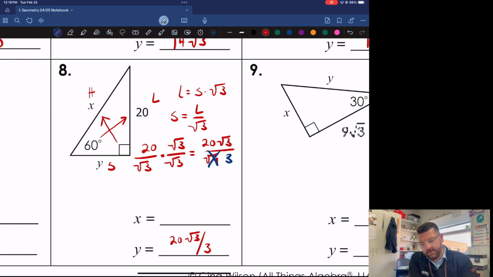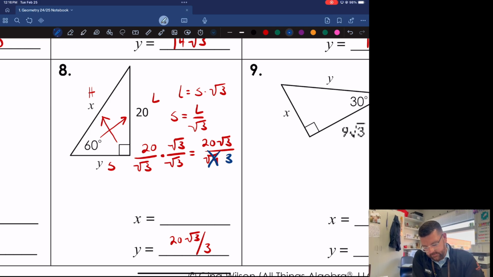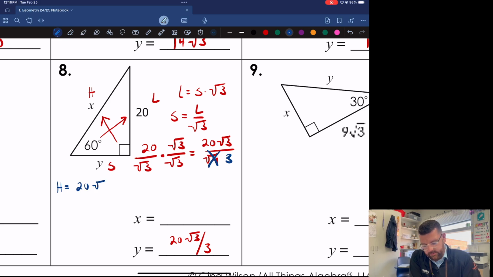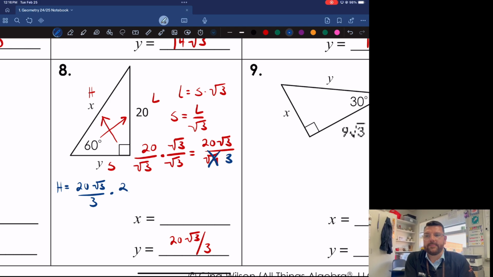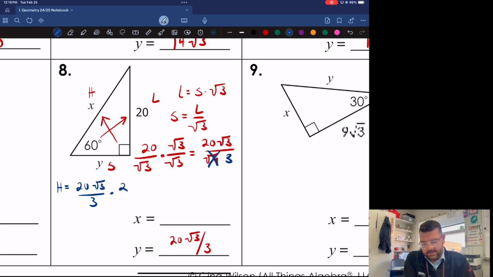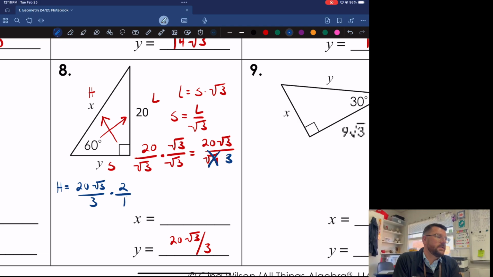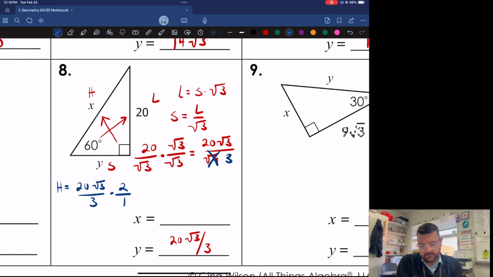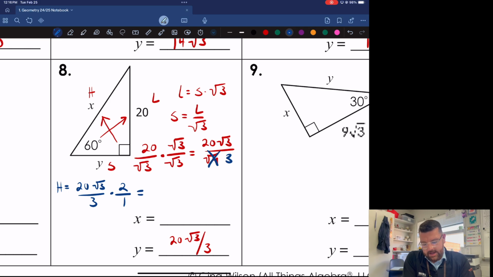To find the hypotenuse, it says to take the short side, 20 root of 3 over 3, and to multiply it by 2. And to keep my expression here balanced, I'm going to put 2 over 1. Doesn't change anything. And this becomes 40 root of 3 over 3.